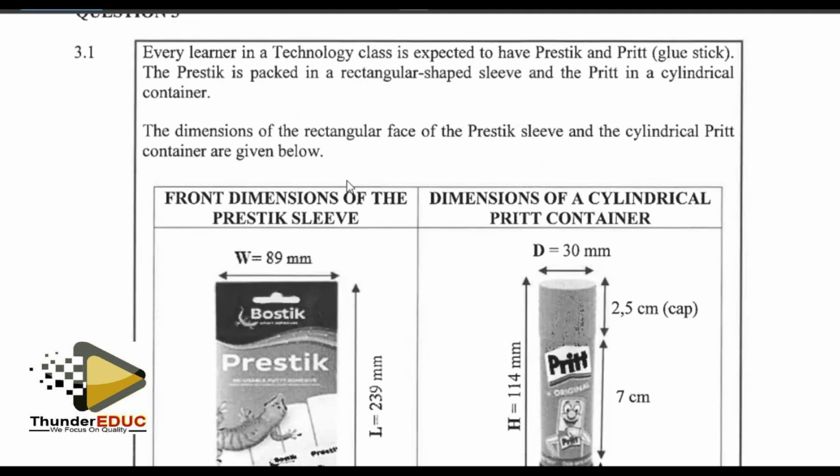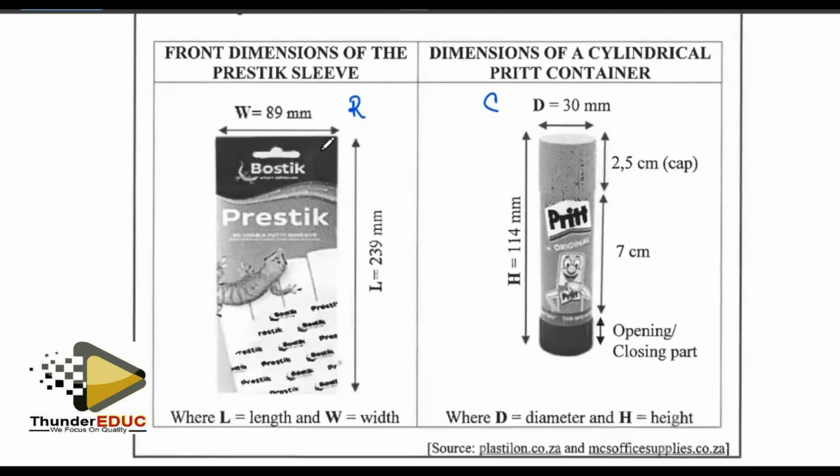So here we go. Rectangular shape. Here we are looking at it. So we have 2 shapes here: 1, rectangular; 2, cylindrical. All right. The dimensions of the rectangular face of the pretty sleeve and the cylindrical pretty containers are given below. All right, pre-stick and pretty glue stick together. This is called a glue stick. The people call it pretty. All right, and we go on.